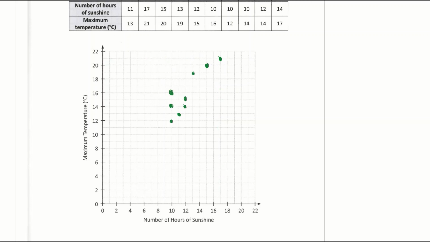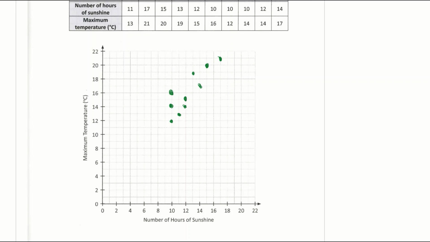So that's our scatter plot, and my last one there is 14, 17, which is bringing me to about there. Okay, so that's my scatter plot complete. No need to draw the line of best fit, it didn't ask for it.